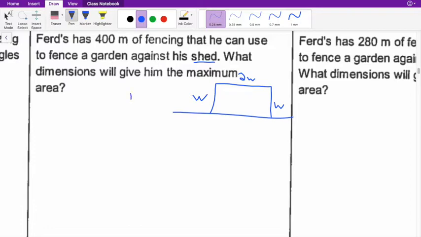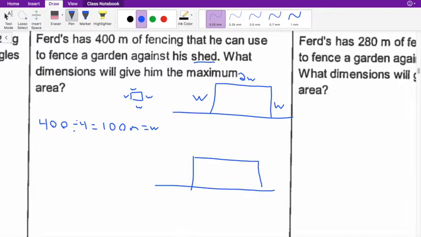So if we were creating a box, we would have a W, a W, a W, and a W, 4 widths. So we can take that 400, and if we were making a box, we would divide it by 4. Divided by 4, which is going to equal 100. Which tells me if I was making a box, one width would be 100 meters. So that equals W.